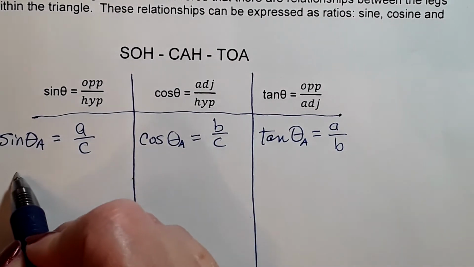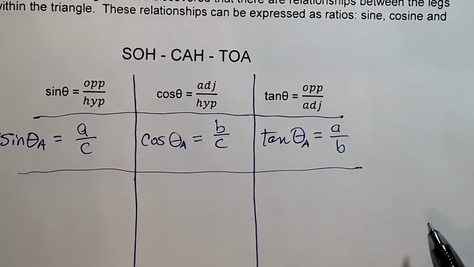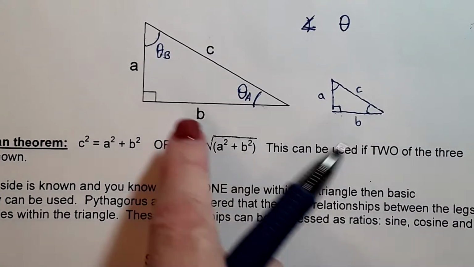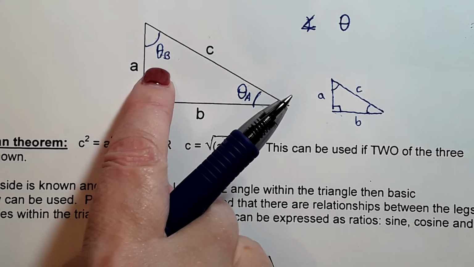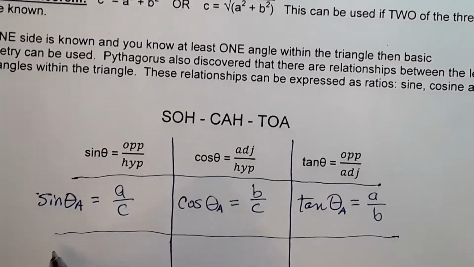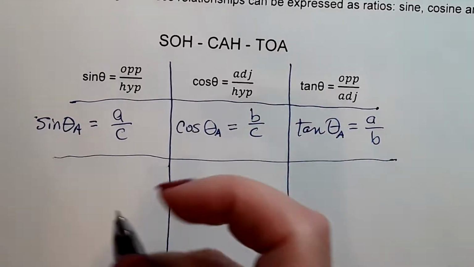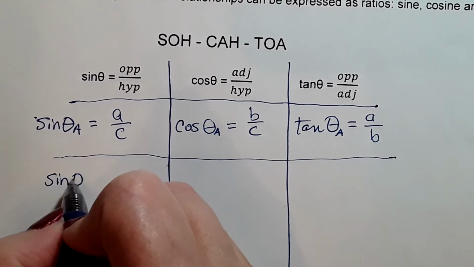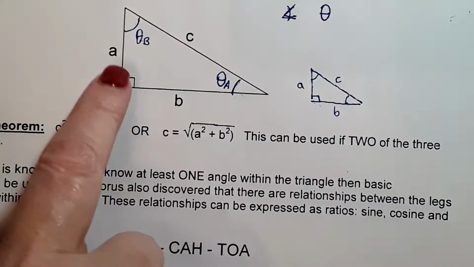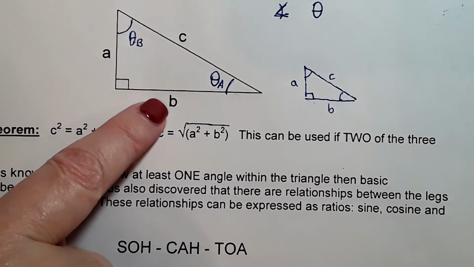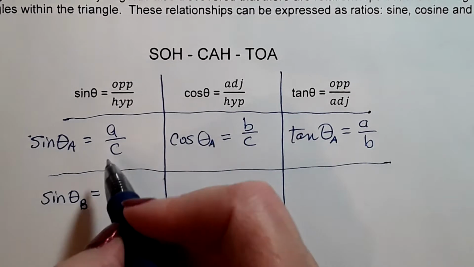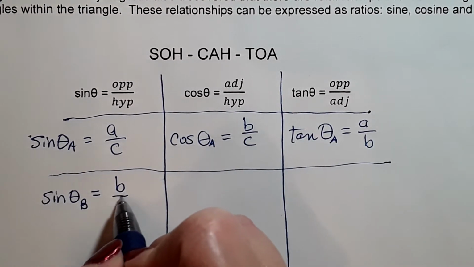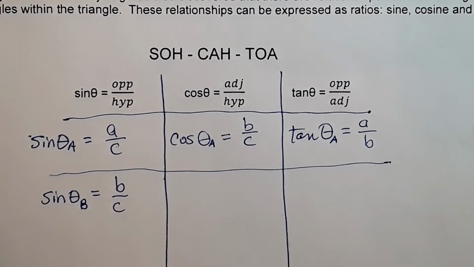And you may be thinking, well, that's okay, so what? We're not done yet. Now let's focus on angle B right here. Now remember, opposite and adjacent depends on which angle you're looking at. So if we want to find the sine of angle B, then we look at angle B, the opposite leg is side B, and the hypotenuse is C. For angle B, the sine of the angle is B over C, not A over C.